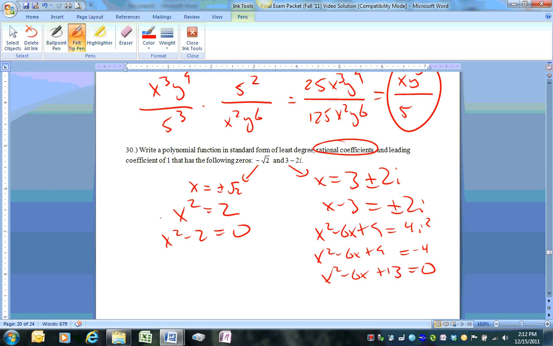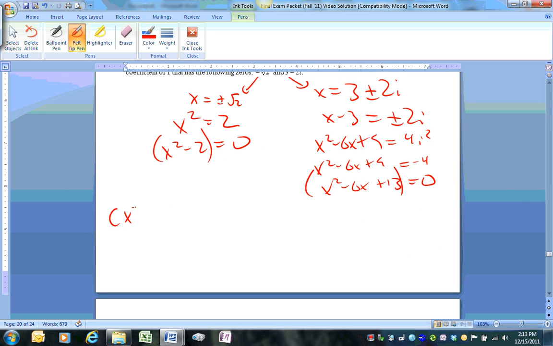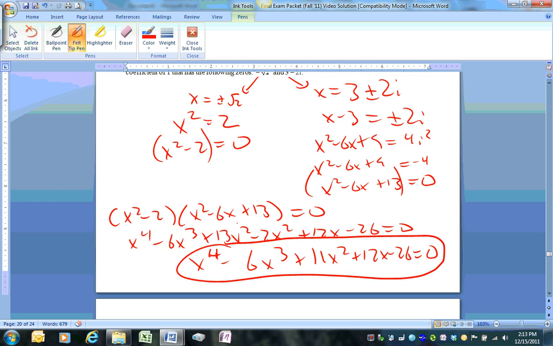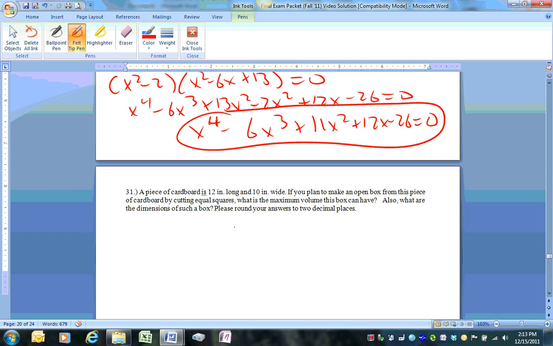And then we multiply these two together. Work it out. x to the fourth minus 6x cubed plus 13x squared minus 2x squared plus 12x minus 26 equals 0. x to the fourth minus 6x cubed plus 11x squared plus 12x minus 26 equals 0. So that's our polynomial right there. Okay, I'll stop the video and I'll make one more segment.